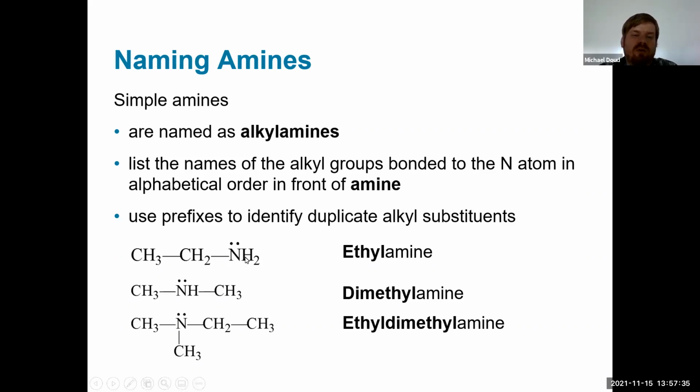So like here, for example, we've got a nitrogen bonded to a carbon chain, and it's a 2 carbon chain. So that's an ethyl group. So we would name it as ethylamine. Next up, for the second one here, we've got a nitrogen in the middle, bonded to 2 methyl groups. That's dimethylamine. And then finally, if we had an ethyl group with 2 methyl groups on the same nitrogen, we would call that ethyl dimethylamine.